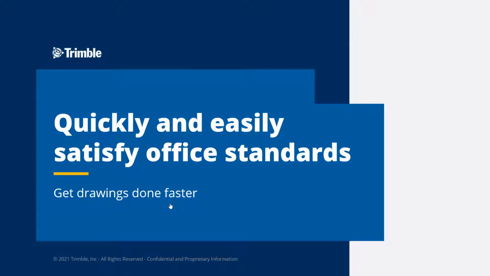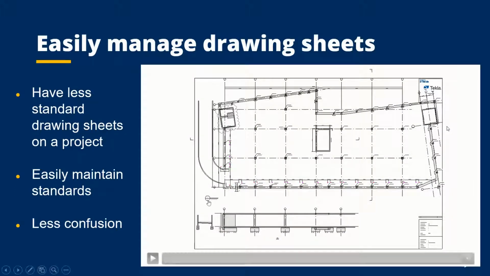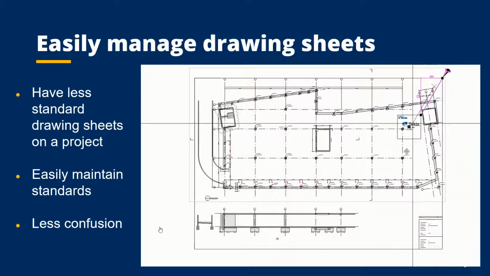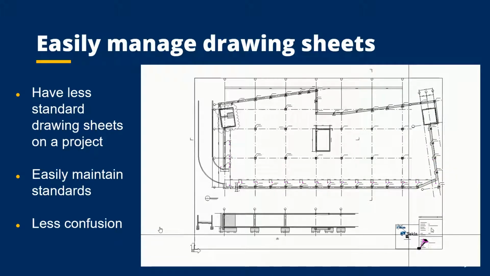Next, for helping you to quickly and easily satisfy the office standards, a few changes here. A significant one being we have now introduced a way to easily manage the GA drawing sheets. So you can see here we have an office template, a standard template for the GA. We find we've run out of room, and so we take that layout and bring it down into a space where we can leave it on the drawing, but in a different position.